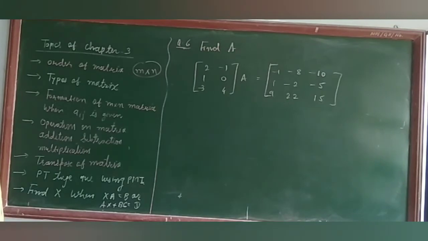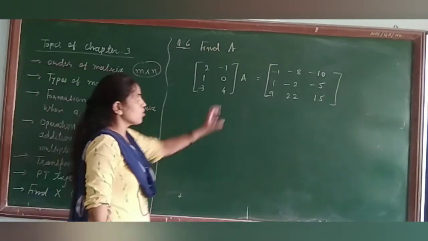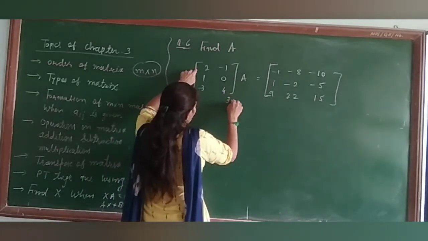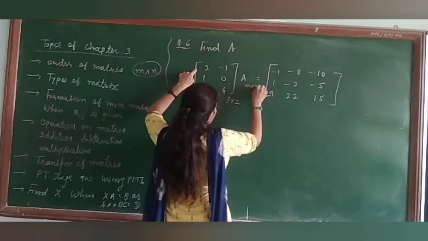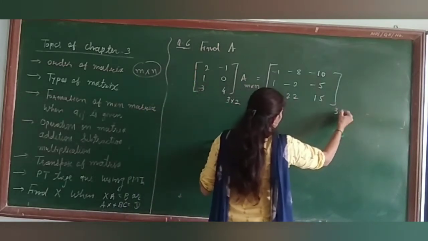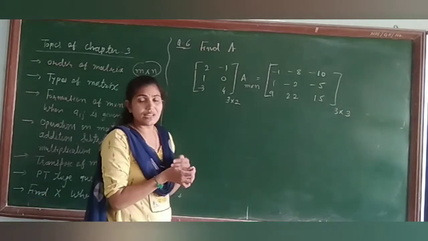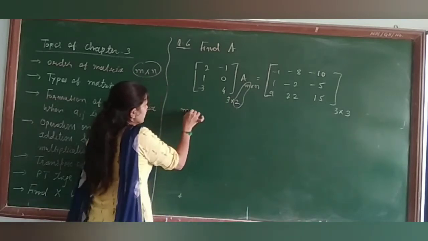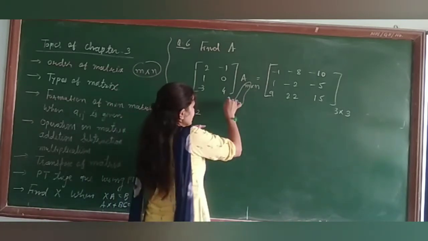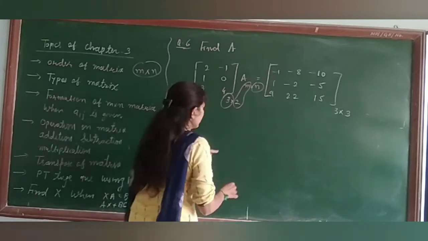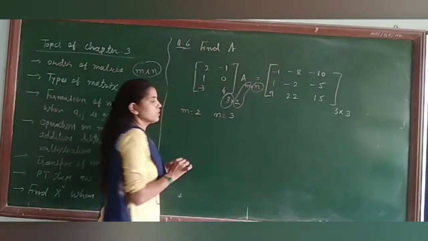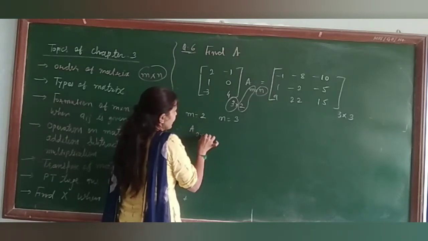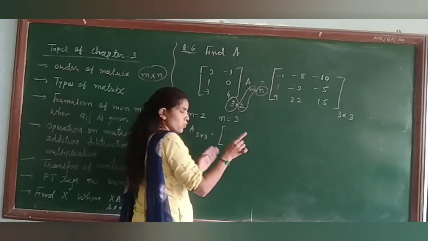Before finding A, you first have to find the order of A, what the order of A can be. So here you have a matrix of order 3 cross 2, that is m cross n, and your product is 3 cross 3. I have repeated this sentence so many times: the number of columns and the number of rows must be equal. So n is equal to 2, and the answer is 3 cross n. Therefore A is a 2 by 3 matrix, so you write 2 rows and 3 columns.